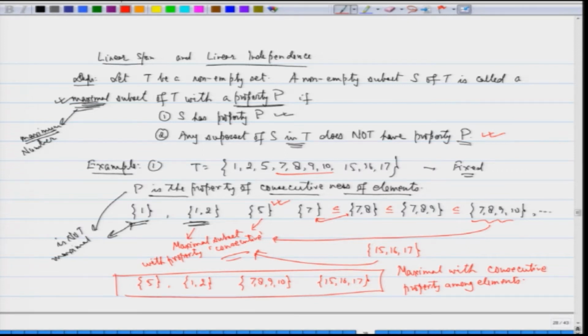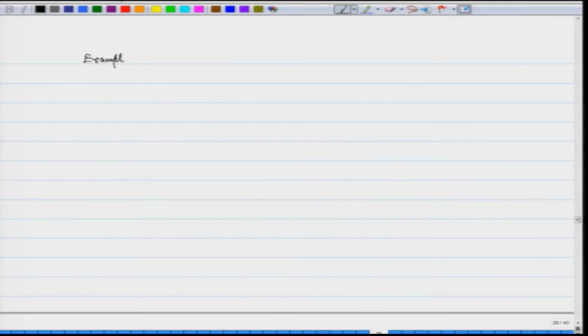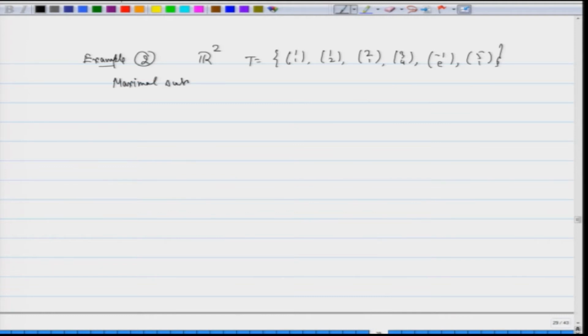Fine. Another example, suppose I am looking at R2, I can pick some vectors, say (1, 1), (1, 2), (2, 1), (3, 4), (-1, 5), (1, 1). Suppose I pick this as my T. Then what are the maximal subsets with the property of linear independence?